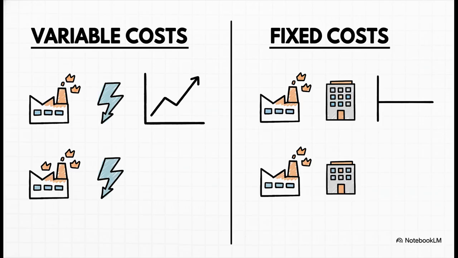On one hand, you've got your variable costs. Think of the electricity that runs the machines. The more widgets you make, the more electricity you use. Simple. But then you have your fixed costs, like the rent for the factory building. That rent costs the same whether you make one widget or a million widgets. And because these two costs behave so differently, we have to pull them apart to analyze them properly.